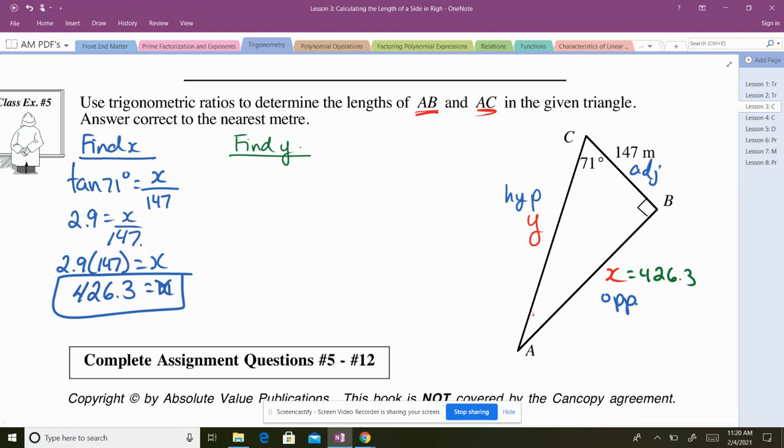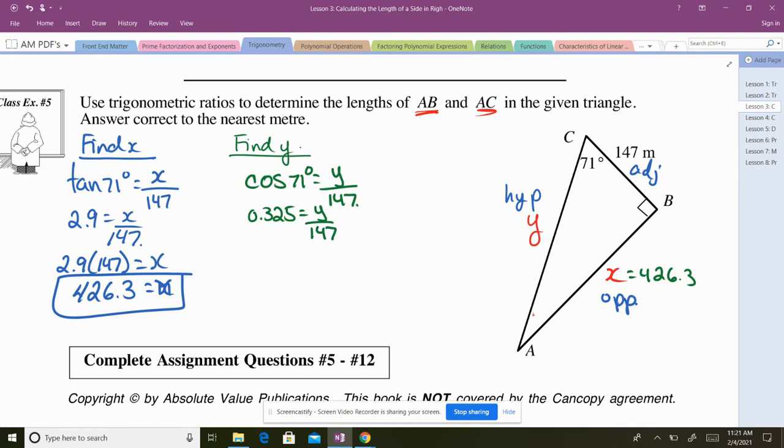Okay, so if we're finding y, y is the hypotenuse, and we know the adjacent. So what trig function am I going to use? Hypotenuse and adjacent. Cosine. Cosine of 71 is equal to the hypotenuse, which we're calling y, over the adjacent. Cosine of 71 will be different than the tan of 71. 0.325.